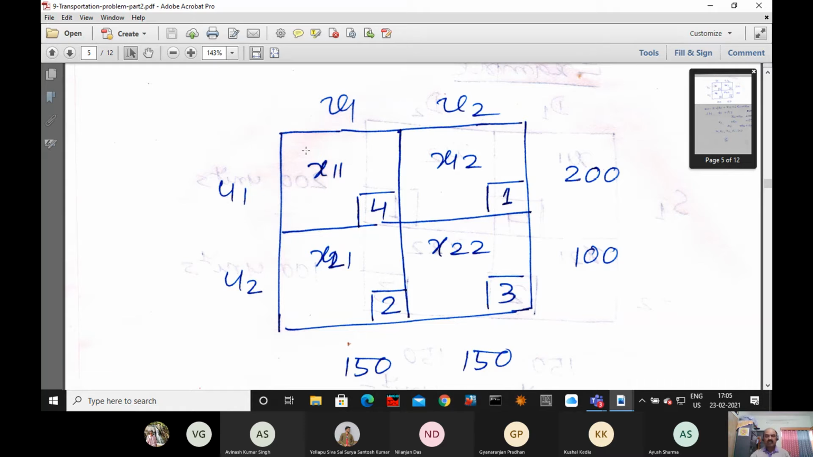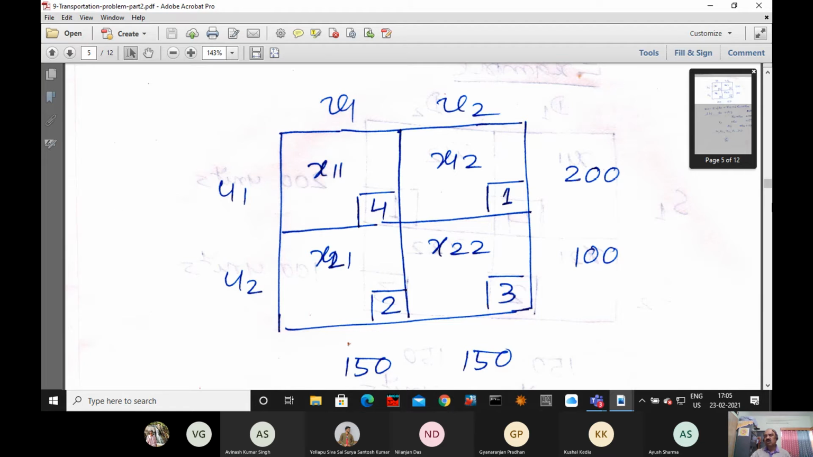To this first cell, the northwest corner cell, we have to allocate as much as possible. How much is it possible? 200 and 150. Minimum is 150. So 150 we can allocate. If you allocate 150 in this first column, nothing is left out. So we allocate X11 equal to 150, and in the same column we drop. You cannot allocate anything, so X21 equal to 0.